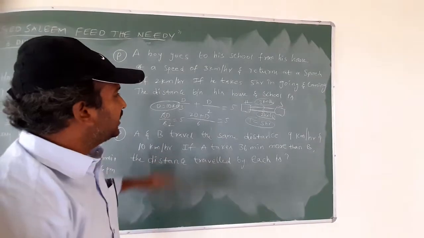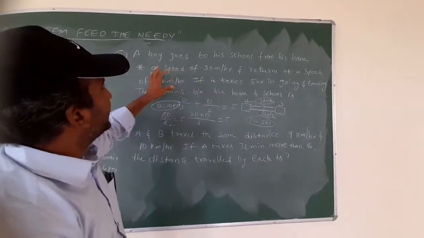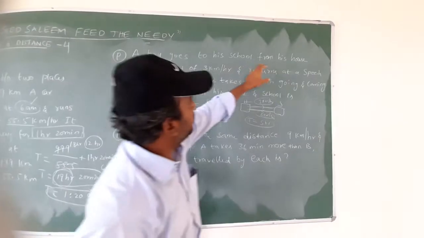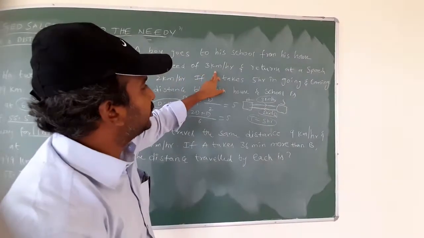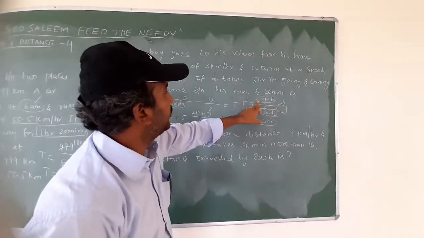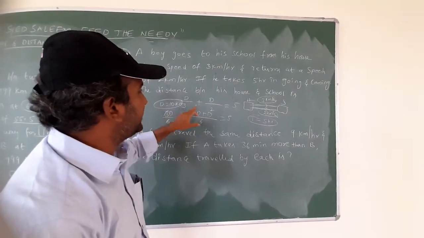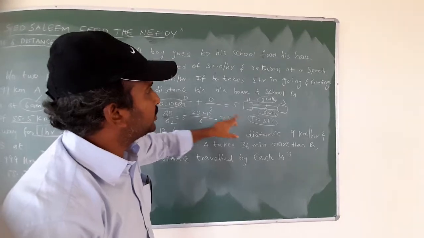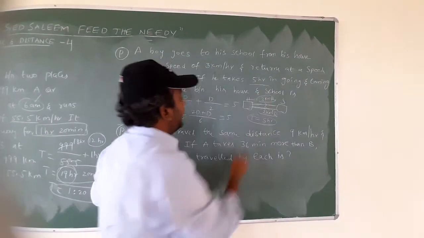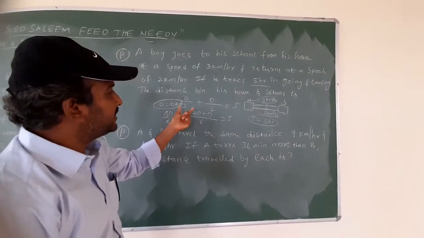Now once again, observe: a boy goes to his school from his house at a speed of 3 km per hour, and returns at a speed of 2 km per hour. Therefore, distance divided by 3 plus distance divided by 2 is equal to the total time it takes, 5 hours. What is the LCM between these two?